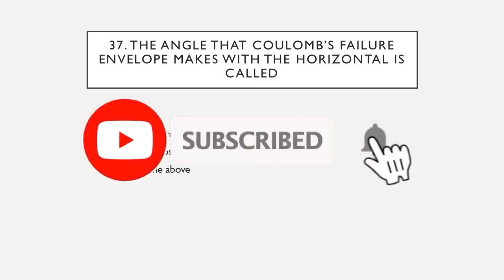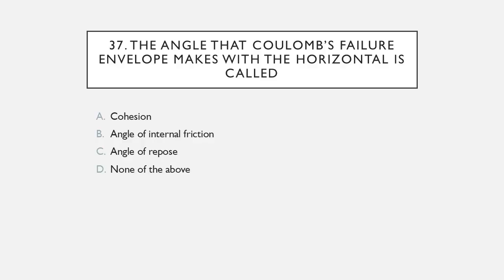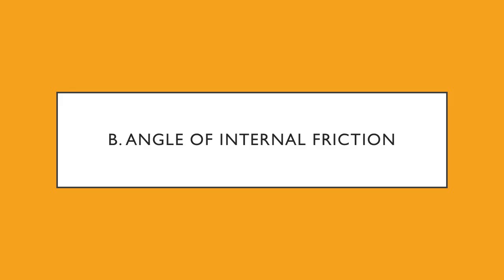37. The angle that Coulomb's failure envelope makes with the horizontal is called A. Cohesion. B. Angle of internal friction. C. Angle of repose. D. None of the above. B. Angle of internal friction.